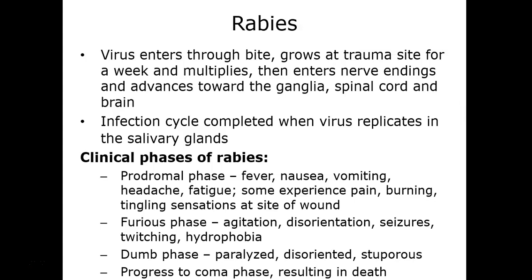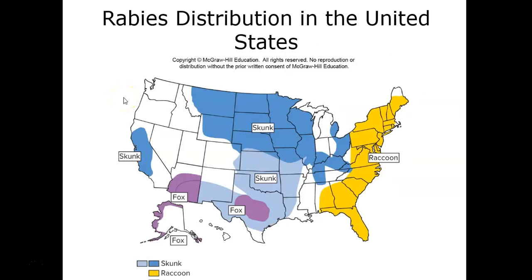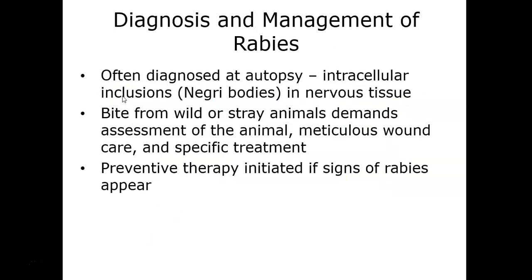Clinical sign-wise, one of the key things that we see is the presence of these inclusions in the cells known as Negri bodies. So that's really important in terms of the autopsy. When they start to microscopically examine specimens and tissues, they look for the presence of these intracellular inclusions known as Negri bodies.